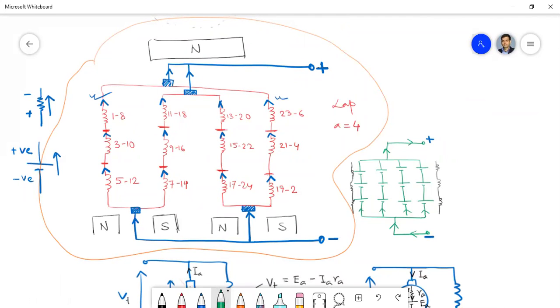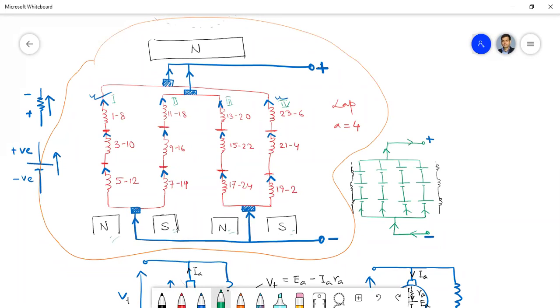Now here I have parallel paths 1, 2, 3, and 4. There are 4 parallel paths. Now in parallel path number 1, I have assumed that at a particular time instant, this parallel path 1 comes under the North Pole, and parallel path 2 comes under the South Pole, like this. Okay. Now if there is a mismatch in these poles, what will happen?